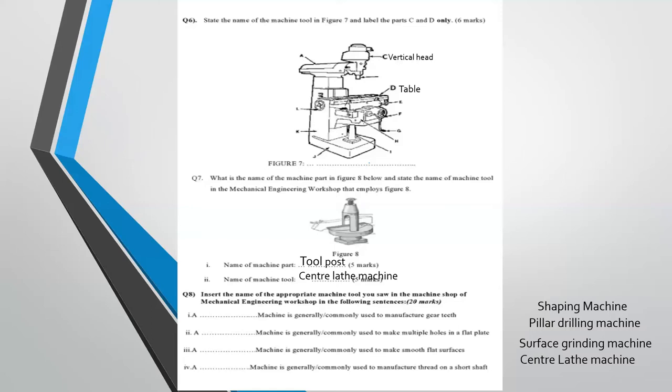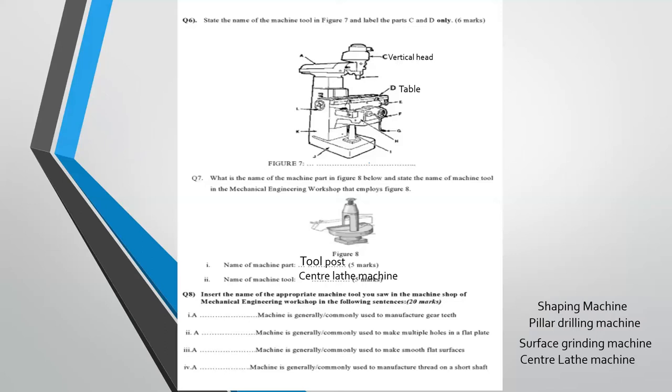The second one is a machine generally or commonly used to make multiple holes. Immediately you hear multiple holes or drilling, then nothing comes to mind other than a pillar drilling machine. The next question is a machine generally or commonly used to make smooth flat surfaces. You want a smooth flat surface, then the surface grinding machine will help us to get such a smooth surface.